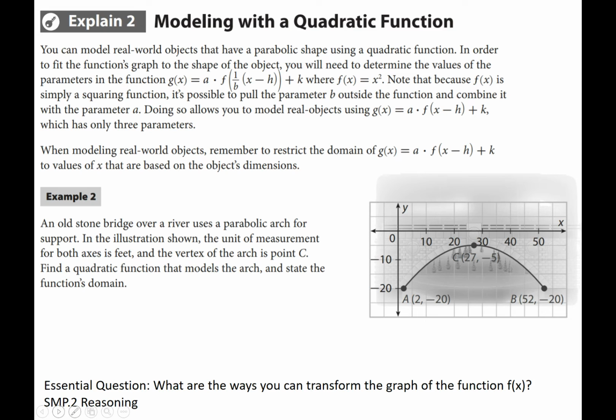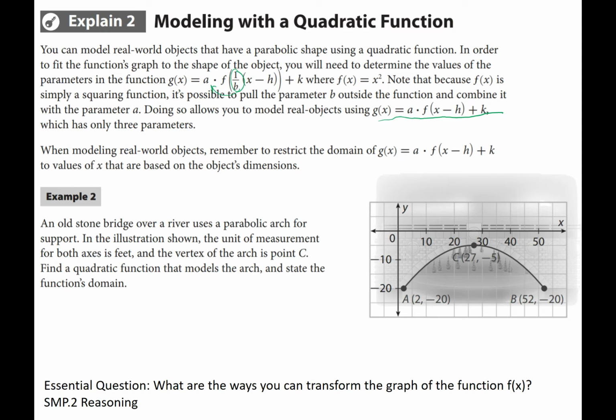Note that because f of x is simply squaring a function, it's possible to pull the parameter b outside of the function and combine it with the a parameter. So basically they're saying I can take this and combine it with that a outside, so it really makes this new function that we're looking at, g of x equals a times f of x minus h plus k. So it's down to 3 parameters instead of the 4.